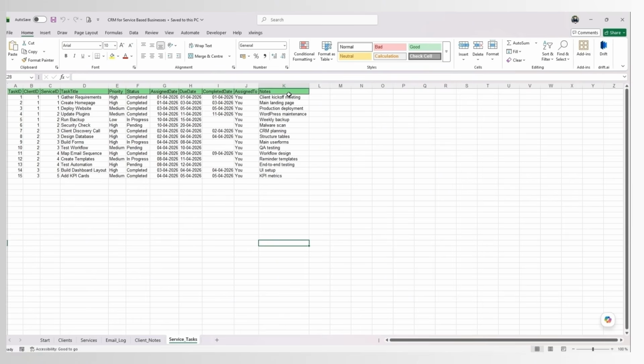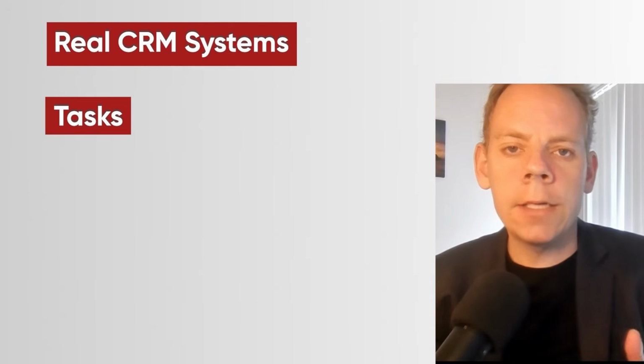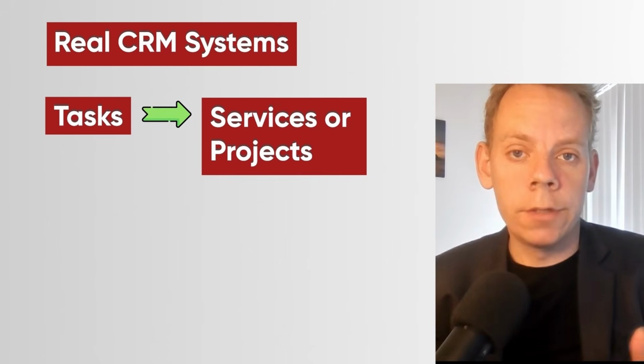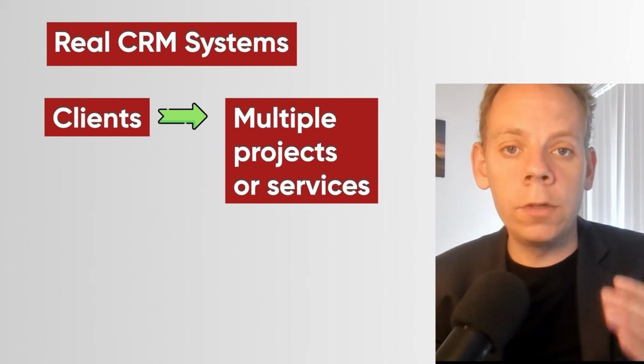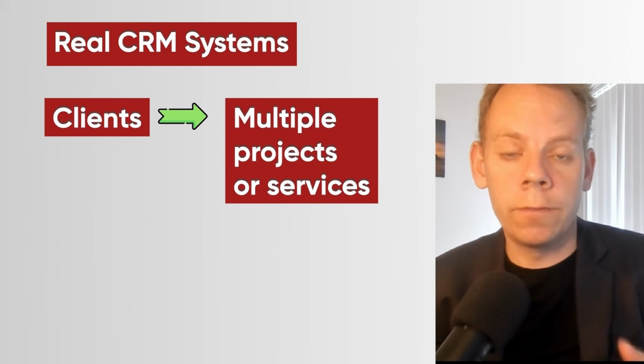And in column K, we display the notes. That's the overview of this form we're building in this video. In real CRM systems, tasks belong under services or projects, not directly under clients. A client may have multiple projects or services running at the same time.